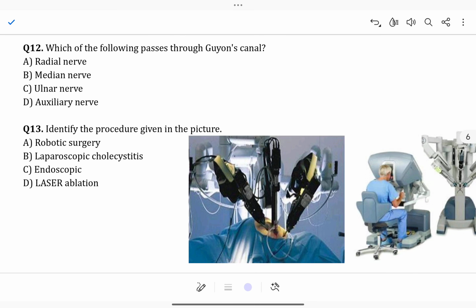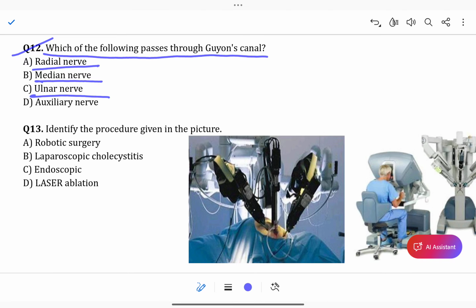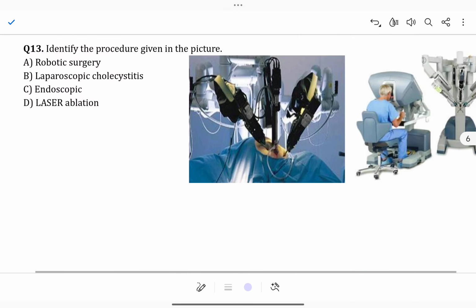Come to question number 12. Which of the following passes through Guyon's canal? A, radial nerve. B, median nerve. C, ulnar nerve. And D, axillary nerve. Please tell me. Option B? No, median nerve, no. Option A, radial nerve? No, not radial nerve. So, yes, you are right. Ulnar nerve. Come to question number 13.